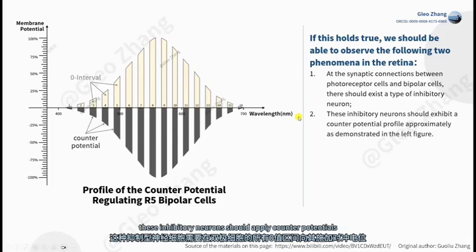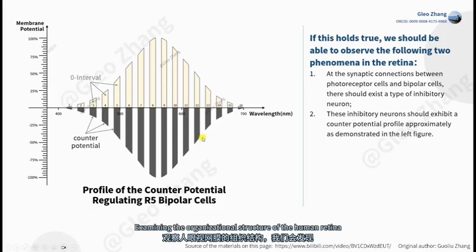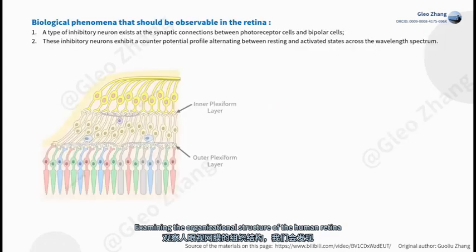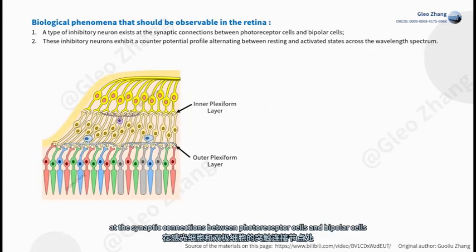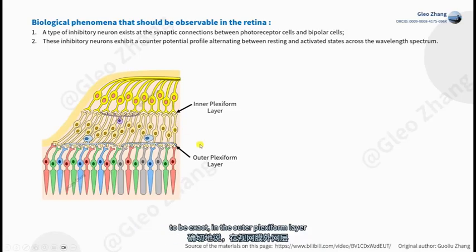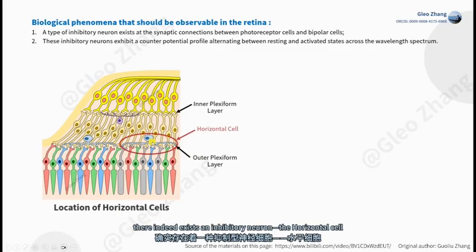Second, these inhibitory neurons should apply counterpotentials during all zero intervals of bipolar cells. Therefore, we should be able to observe these neurons exhibiting a counterpotential profile approximately as demonstrated here. Examining the organizational structure of the human retina, we observe that at the synaptic connections between photoreceptor cells and bipolar cells, to be exact, in the outer plexiform layer, there indeed exists an inhibitory neuron, the horizontal cell.